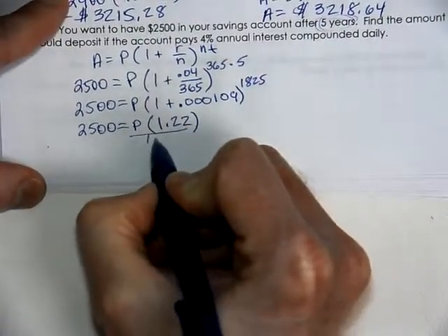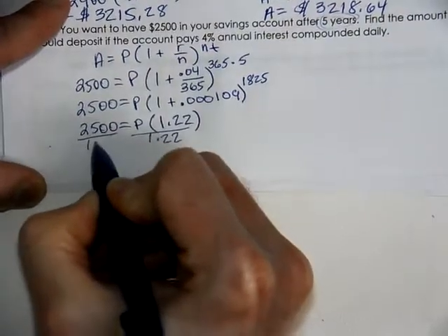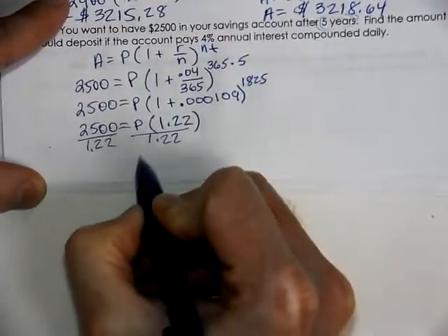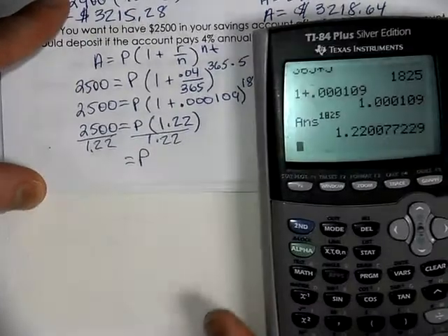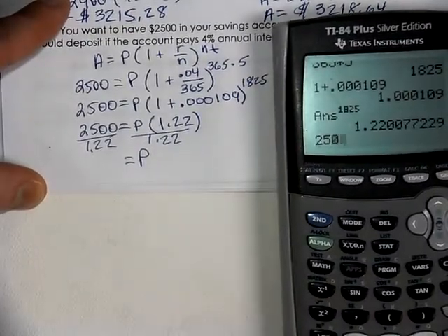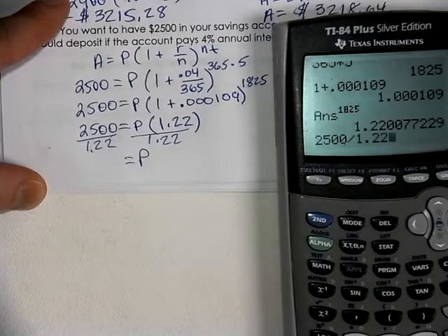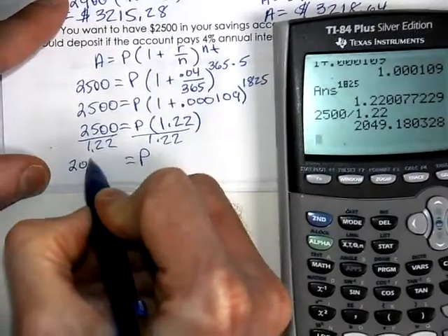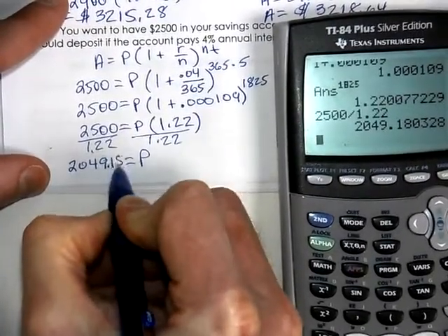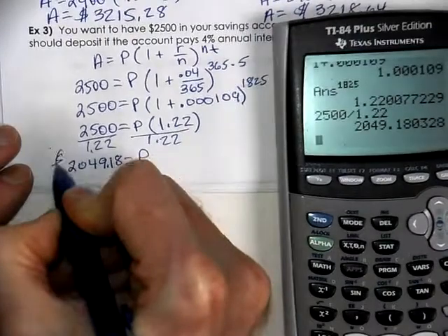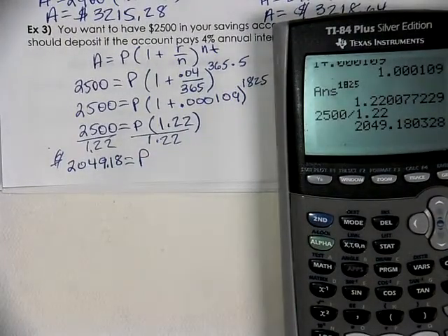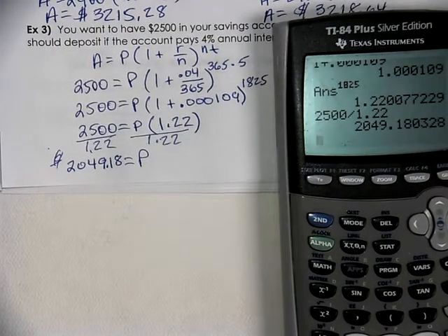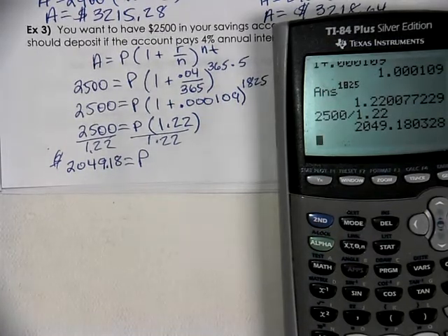If we divide both sides by 1.22, we can get our p-value by itself. So we need to invest $2,049.18 for us to grow into $2,500 over this 5-year period at 4% growth, compounded daily.